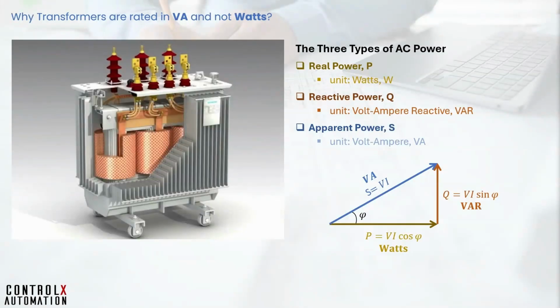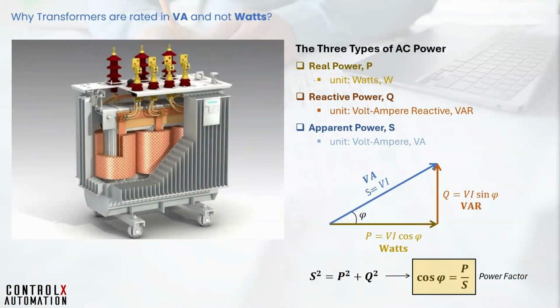The cos phi term in the equation for P has a special name and is called power factor. Ideally, we want unity power factor by reducing that reactive component. The relationship between the three powers is given by Pythagoras' equation for a right triangle, S squared equals P squared plus Q squared. And the power factor can be calculated by using this formula. In real industrial loads, power factor is usually between 0.3 and 0.9, depending on load types. This brings us back to our question: why transformers are rated in VA and not watts?